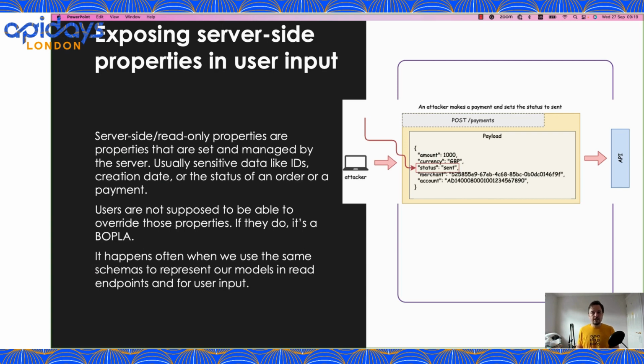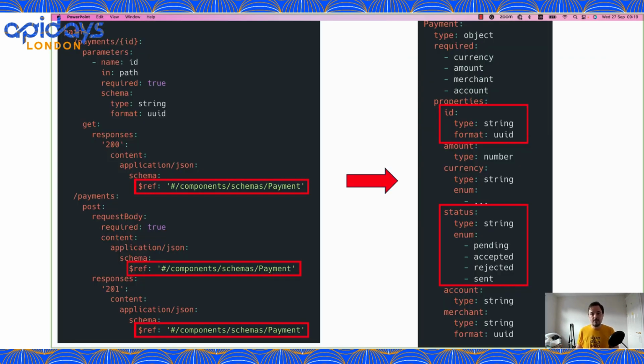Now, the next vulnerability we're going to look at is exposing server-side properties in user input. This is very common. It allows us to reuse the schemas for read endpoints in the writing endpoints as well. What we do is set the properties that are specific to the reading endpoint as optional properties. An example here is from an actual fintech API. The example has been modified so that you can't really trace the actual fintech that has this vulnerability, and also to fit the example in the screen. But this is an actual example.